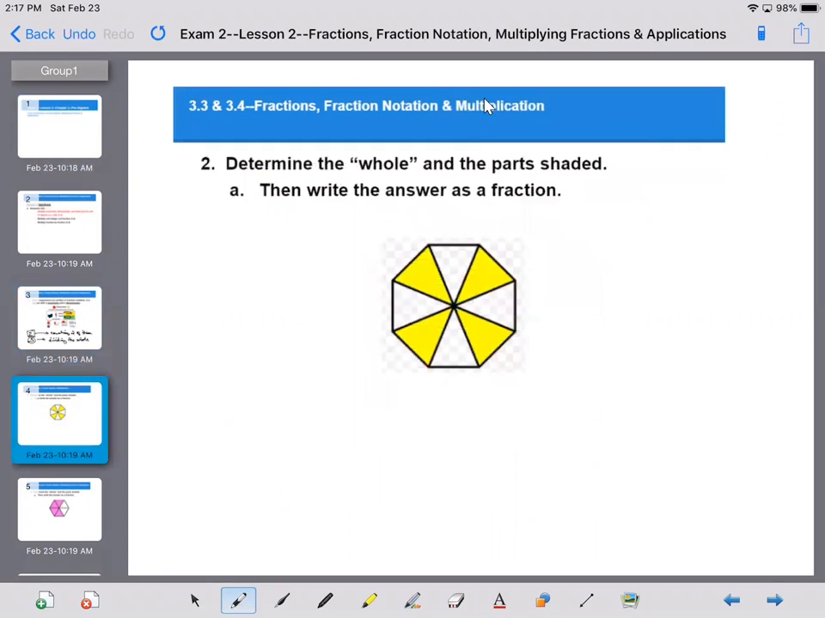So let's determine the whole. So I'm looking at this and I'm saying 1, 2, 3, 4, 5, 6, 7, 8 pieces. So the whole is divided into 8 pieces. And if I want the shaded part, so I'm thinking about the yellow, I see that I have 4 of the 8, which is equivalent to 1/2.